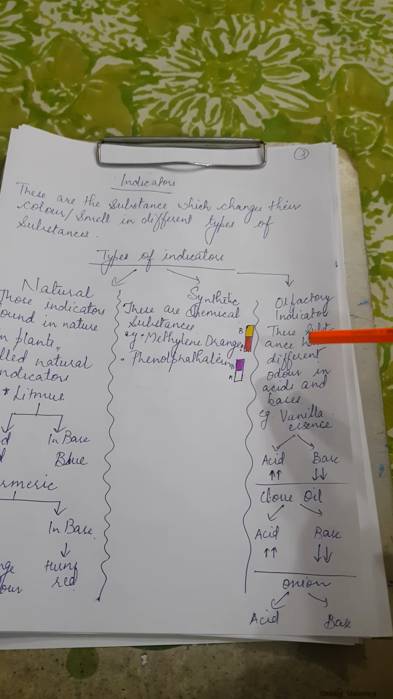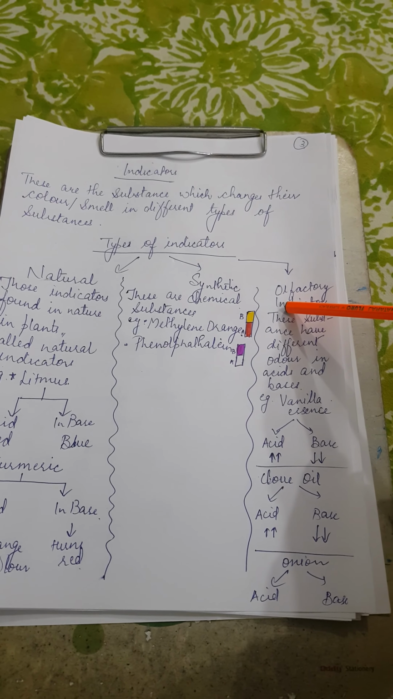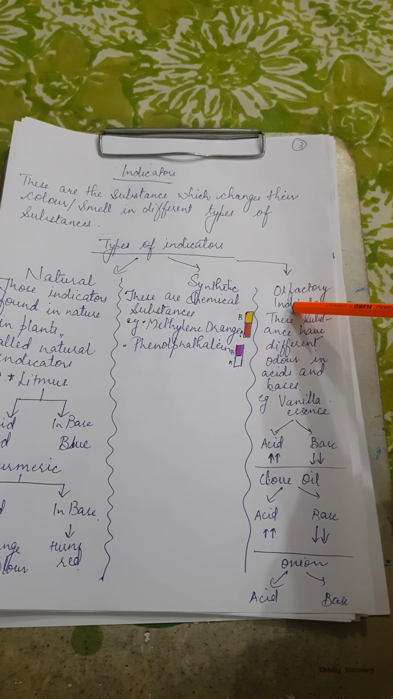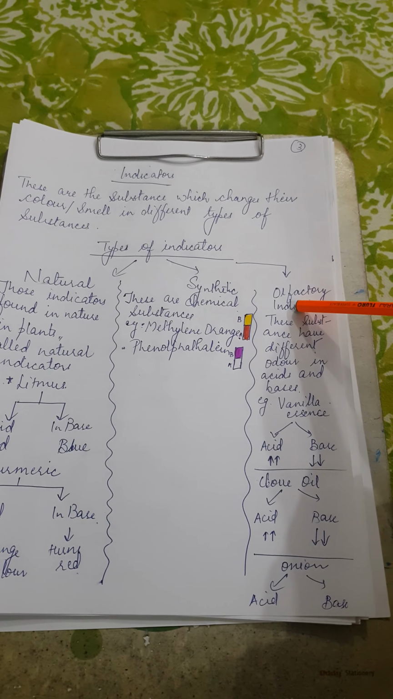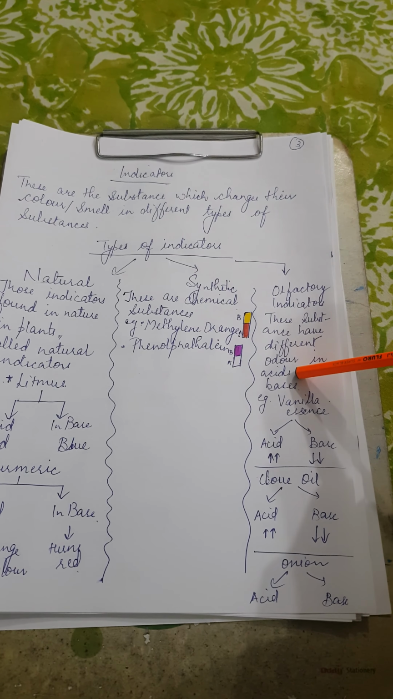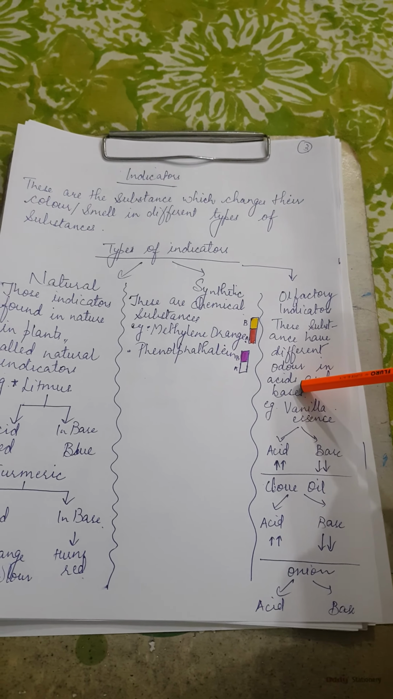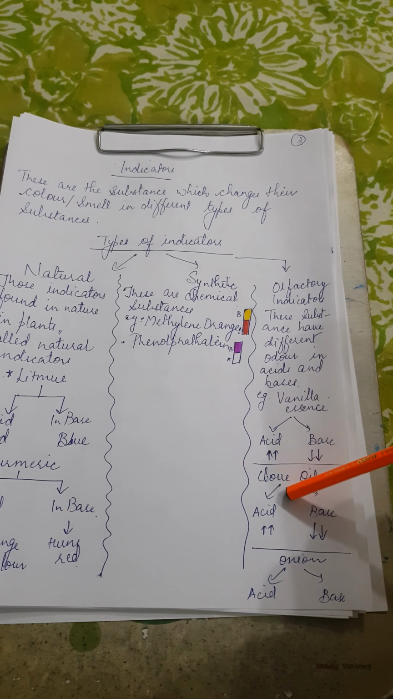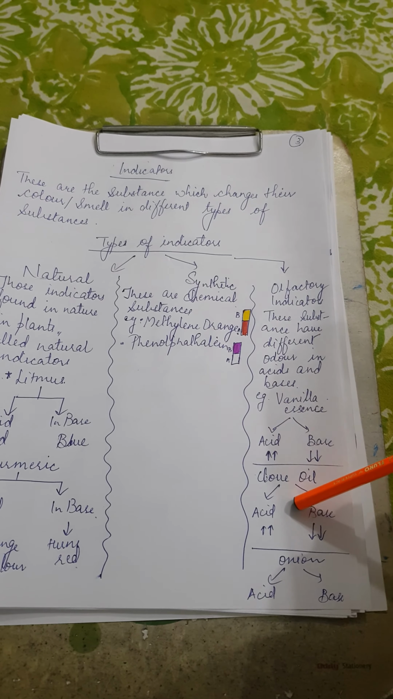Now the third category of indicator, that is olfactory indicator. Olfactory indicators are the substances which have different odors in acids and bases. You have three olfactory indicators: vanilla essence, clove oil, and onion.